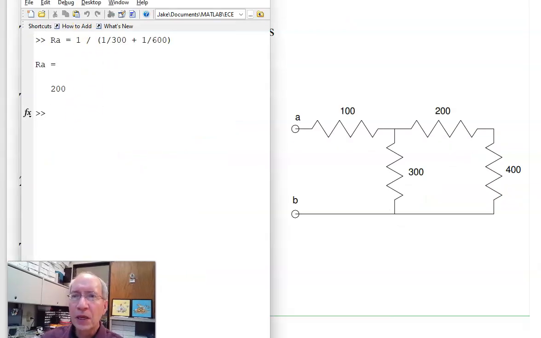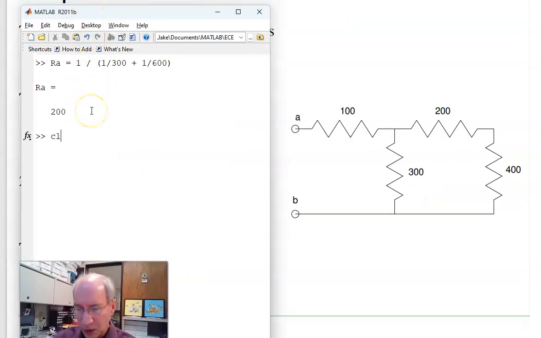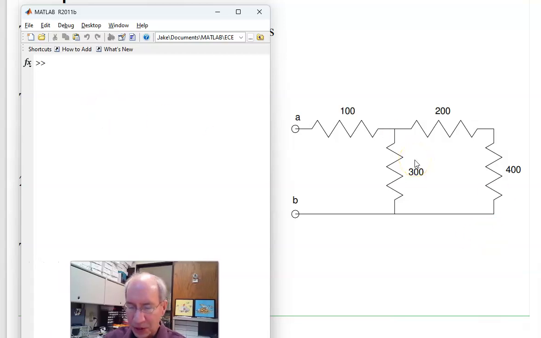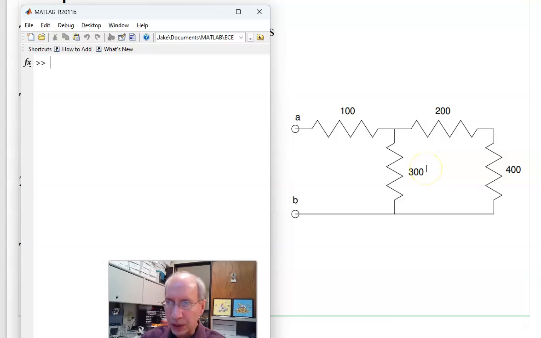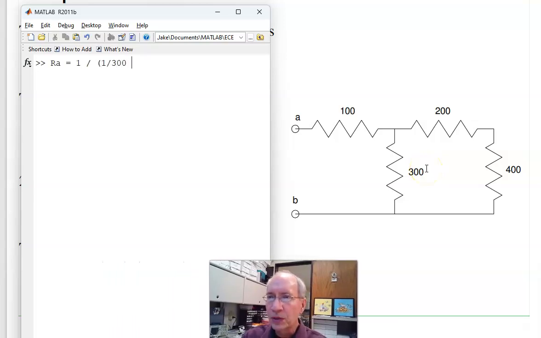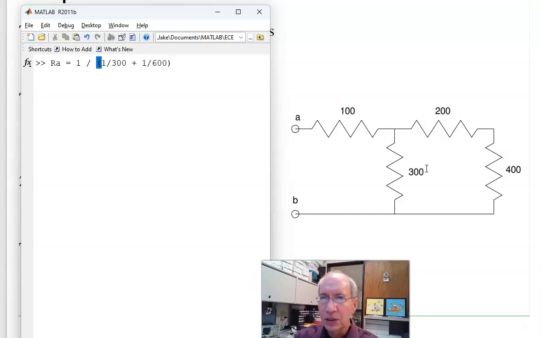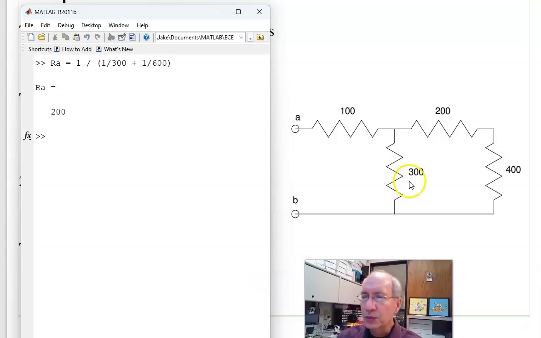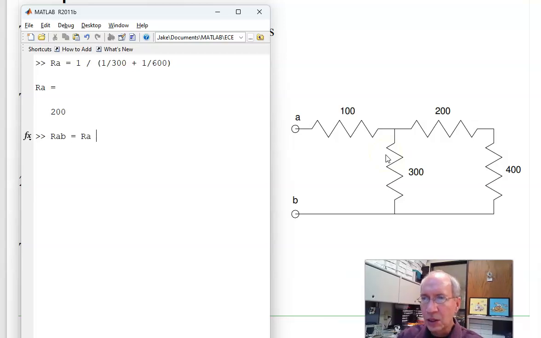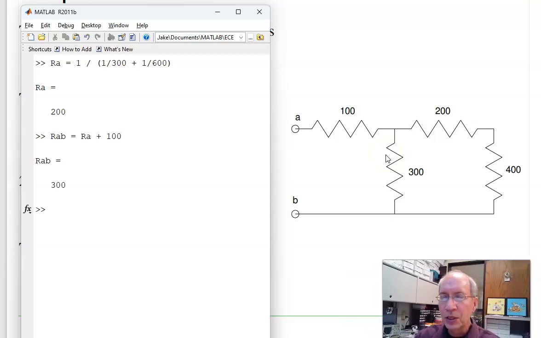Now, in Matlab, I could solve just as well. In Matlab, I would take 400 plus 200, that's 600, in parallel with 300. So let's call that RA is 1 over 300 plus 1 over 600, 200 ohms. In series with 100 is RA plus 100, 300 ohms.